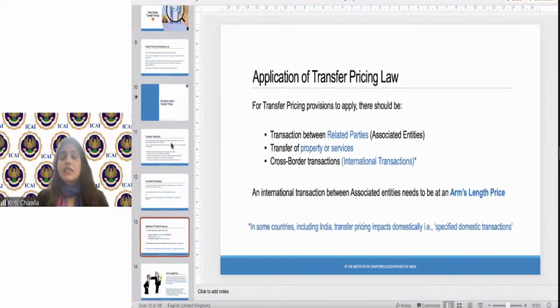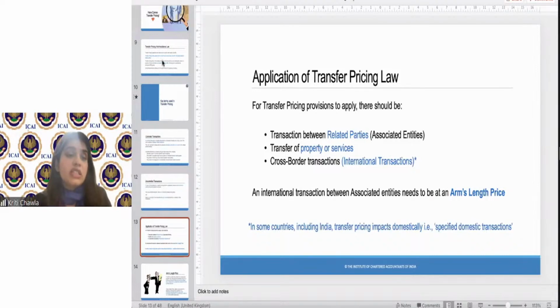The next thing is that if you want transfer pricing provisions to apply, or the transfer pricing provisions basically apply, now we gather that there should be a transaction between related parties. That is important. It should be a transaction of transfer of property or services. And then they say that it should be a cross-border transaction. That is an international transaction.